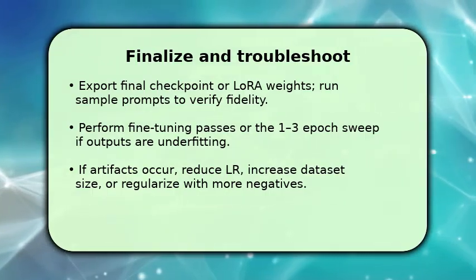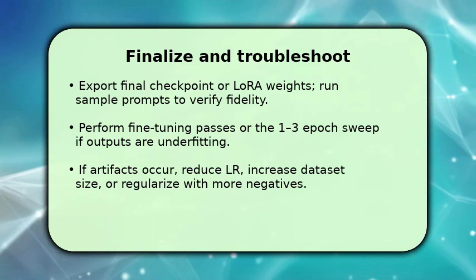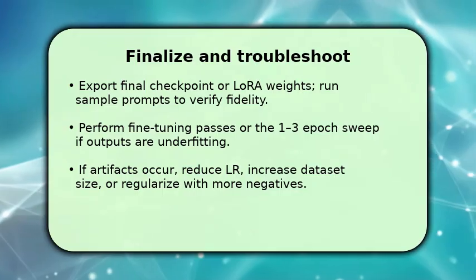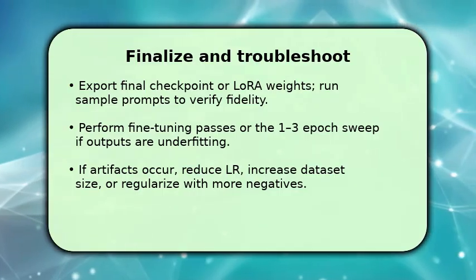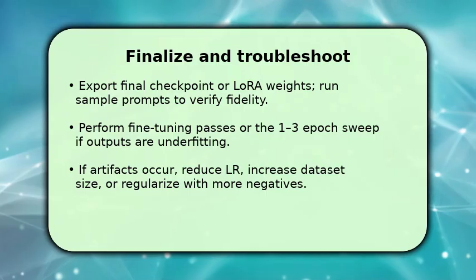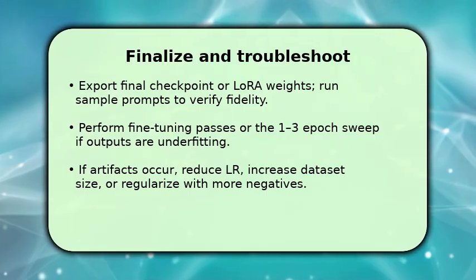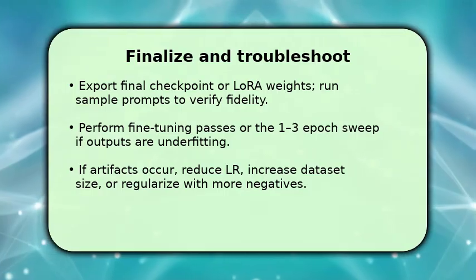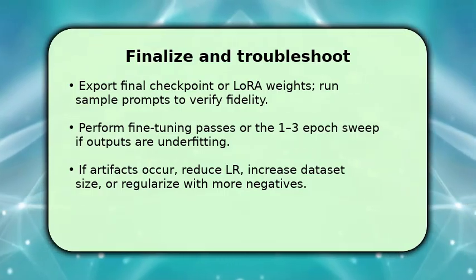For common issues, if you see hallucinations or repeating artifacts, lower the learning rate and add more negative prompts. If overfitting occurs, increase dataset diversity or use regularization. One key tip: when stuck, test on a small reproducible case to isolate the problem.